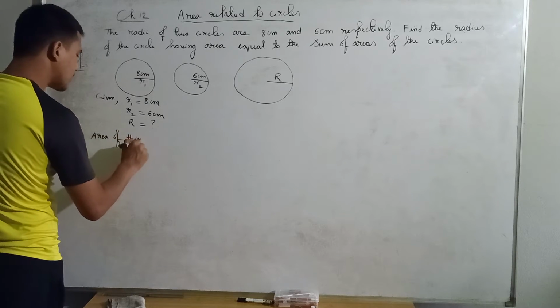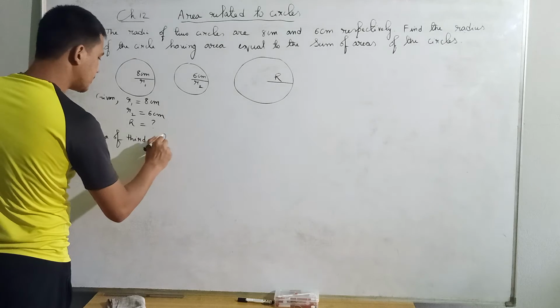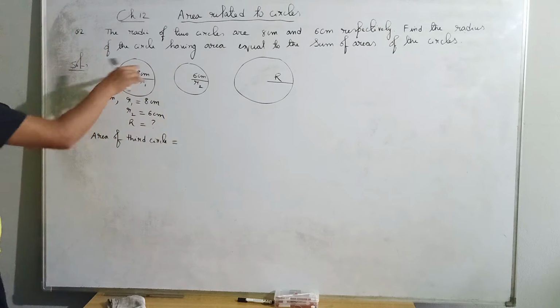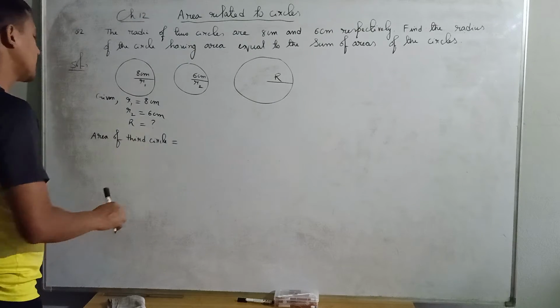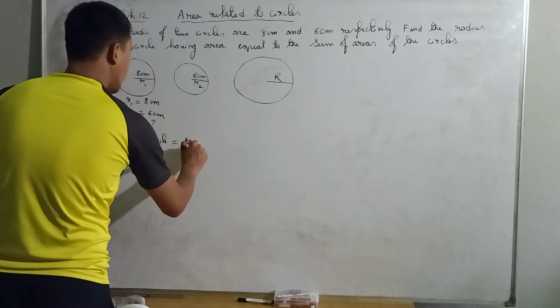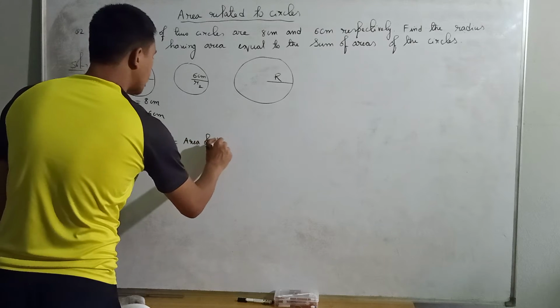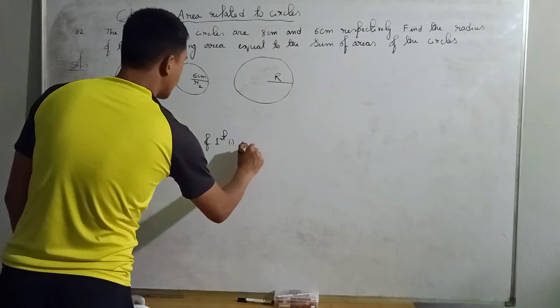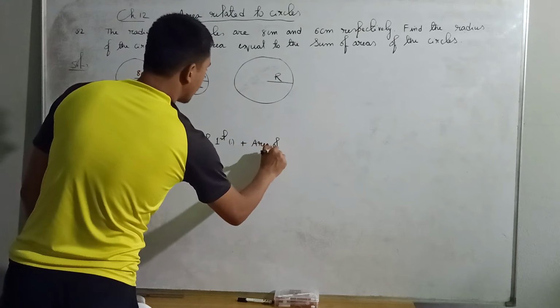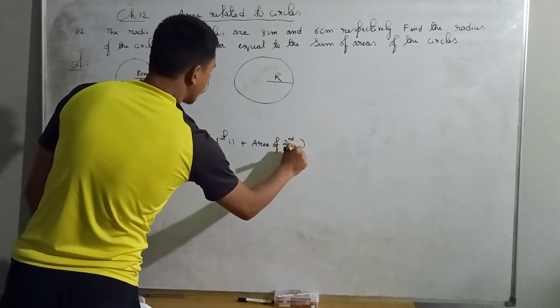Area of third circle is equal to the sum of the areas of the two given circles. Means area of first circle plus the area of second circle.